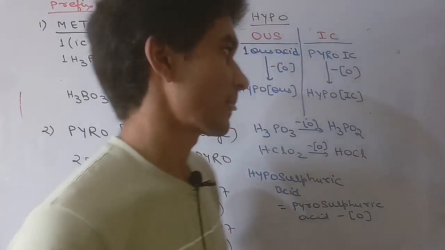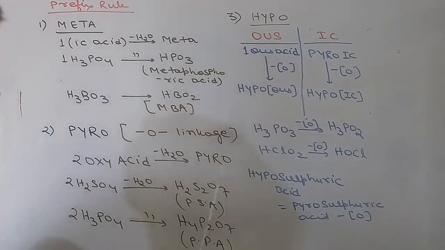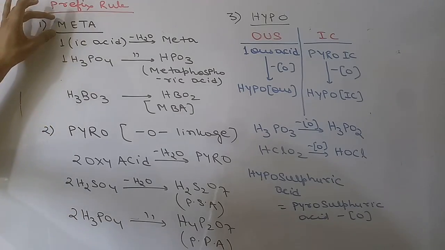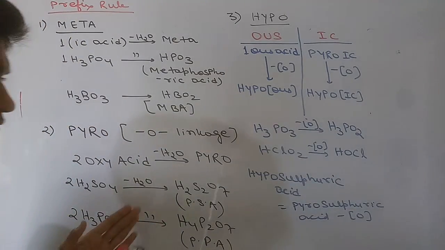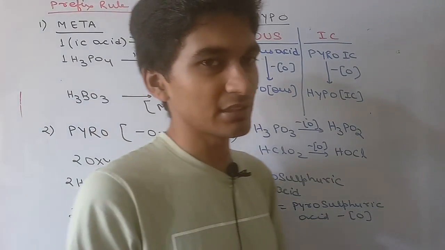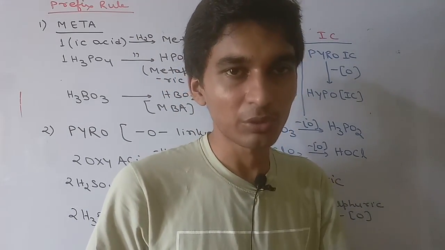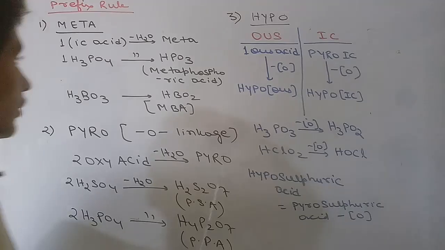Now first we will see meta. When do we use the meta prefix? You have heard of metaphosphoric acid and metaboric acid. So what is the formula of metaboric acid and metaphosphoric acid? We are going to calculate that, so mind it.